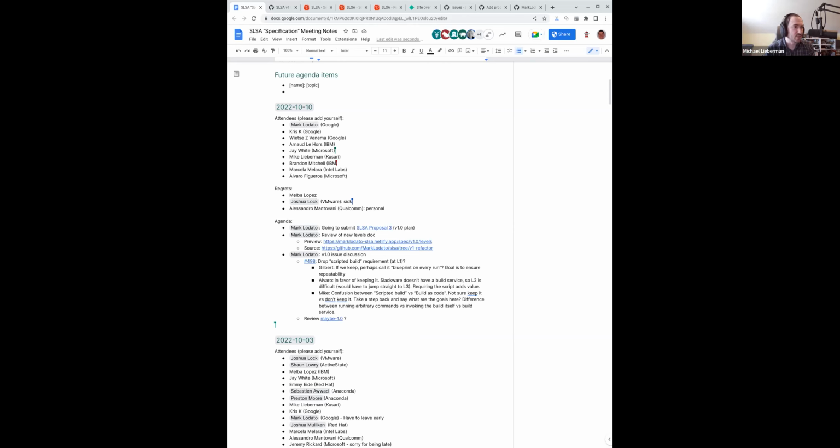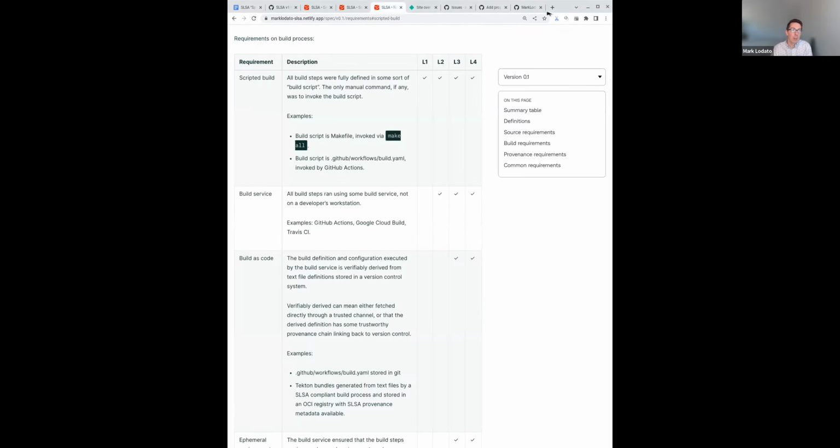Because a lot of folks are going to ask the question of, should I have a SLSA attestation per component or per distributable artifact, or does it matter? And I think the scripted build helped out there a little bit, but it was still a little unclear. Yeah, that's the confusion, my concern, because I don't understand scripted build versus build as code.